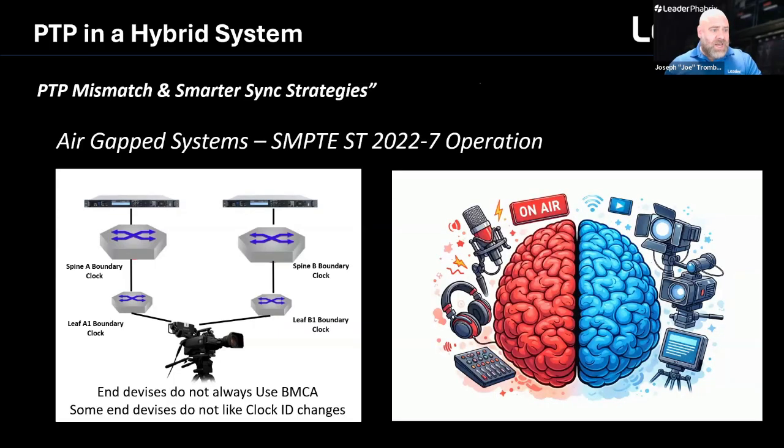So here we're going to have some red markers. Isolating each path doesn't guarantee timing sanity. The network can be architecturally clean while the endpoint clock decisions still undermine the resilience of the system.